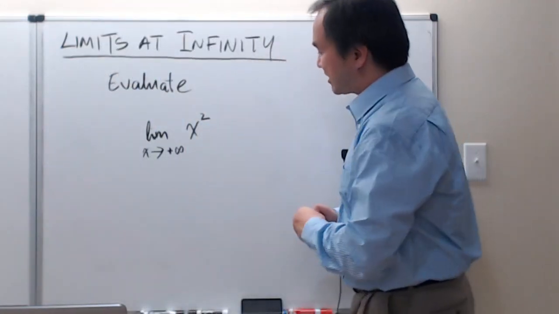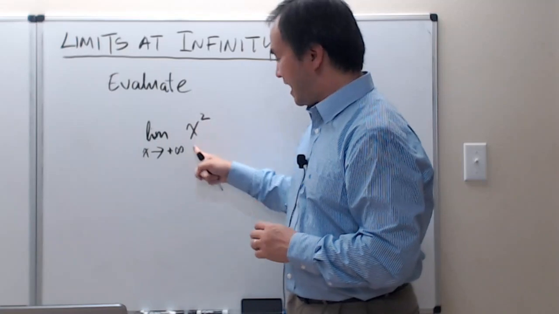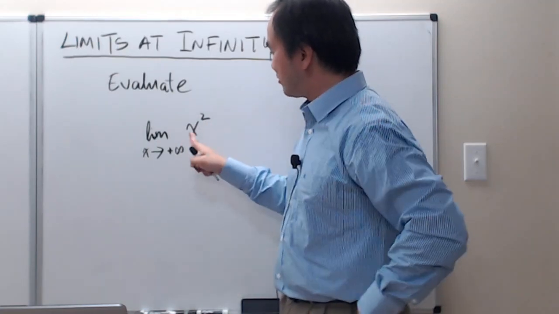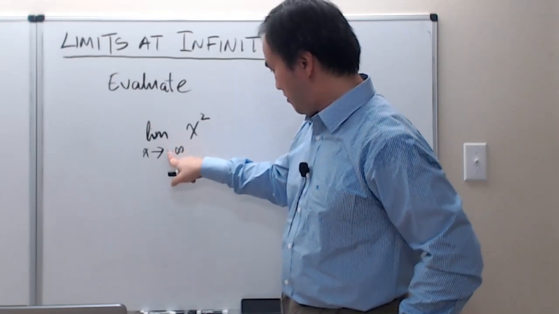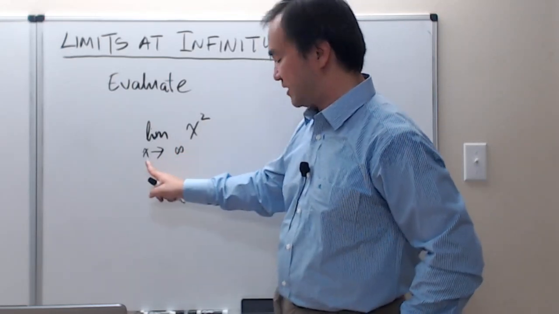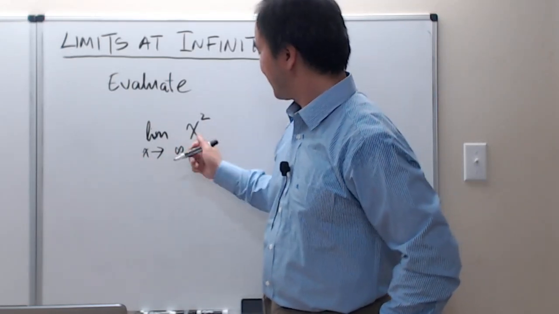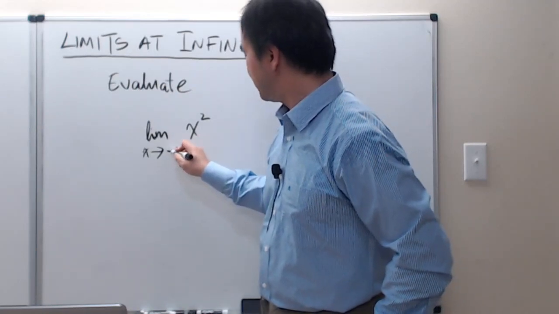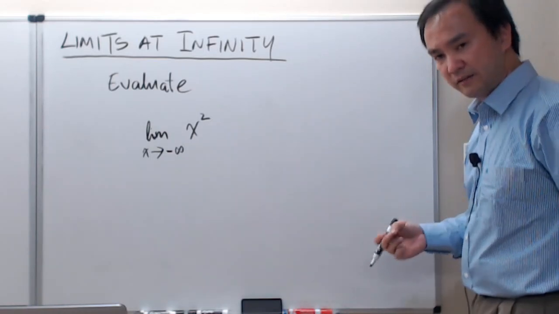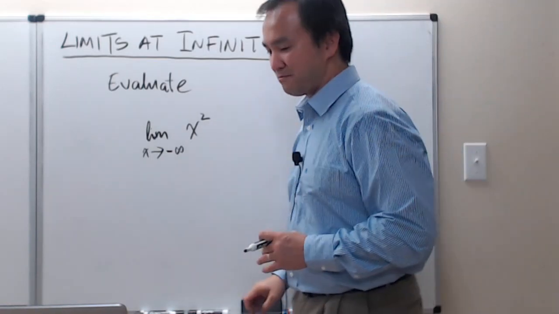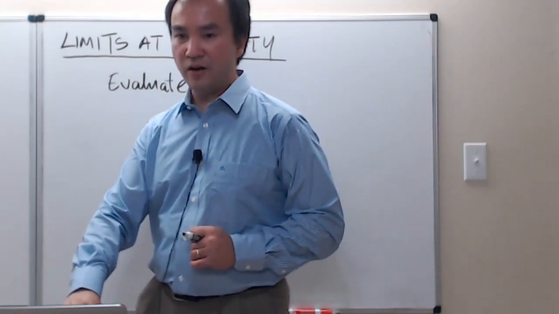So what about the same function right here, x squared? Let's not go anywhere away from that function yet. x squared is our function. But now I want to consider the limit of x squared as we let x approach negative infinity. Okay, so let's quickly construct a table of values again.